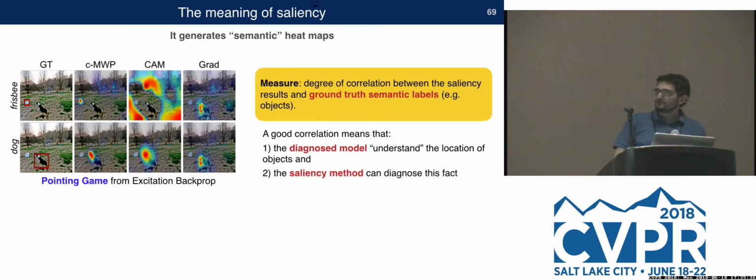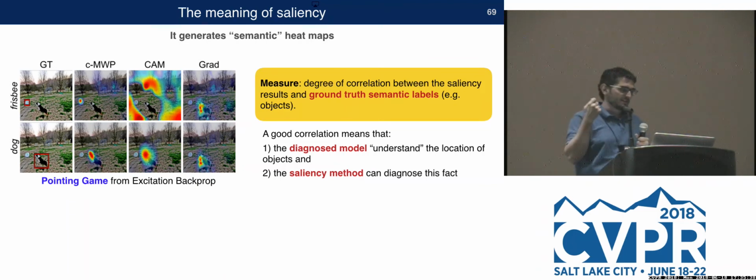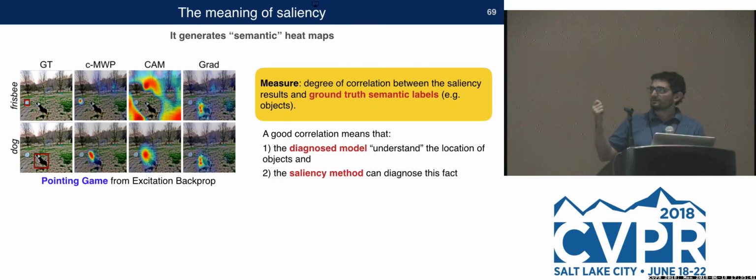Here's another one. You want to see whether the maps we get are semantically correlated. It means if I compute saliency, do we get something which lights up my object in the image or not? And if it does, what do we learn? Well, it means that A, the saliency method is doing something, it's not just producing noise, and B, the network you are diagnosing, obviously, is somehow localizing those objects. And that's actually interesting, because if you train a network for classification, you never show it explicitly the location of an object in an image. So this is something which is trained in a sort of unsupervised manner, or weakly supervised manner, if you like.